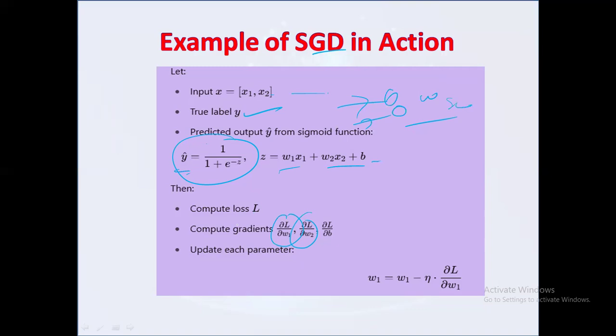The gradients are then used to update the parameters: W1 new equals W1 old minus eta into ∂L/∂W1, and similarly for W2 and B. These updates are repeated for each sample, progressively improving the model's accuracy.